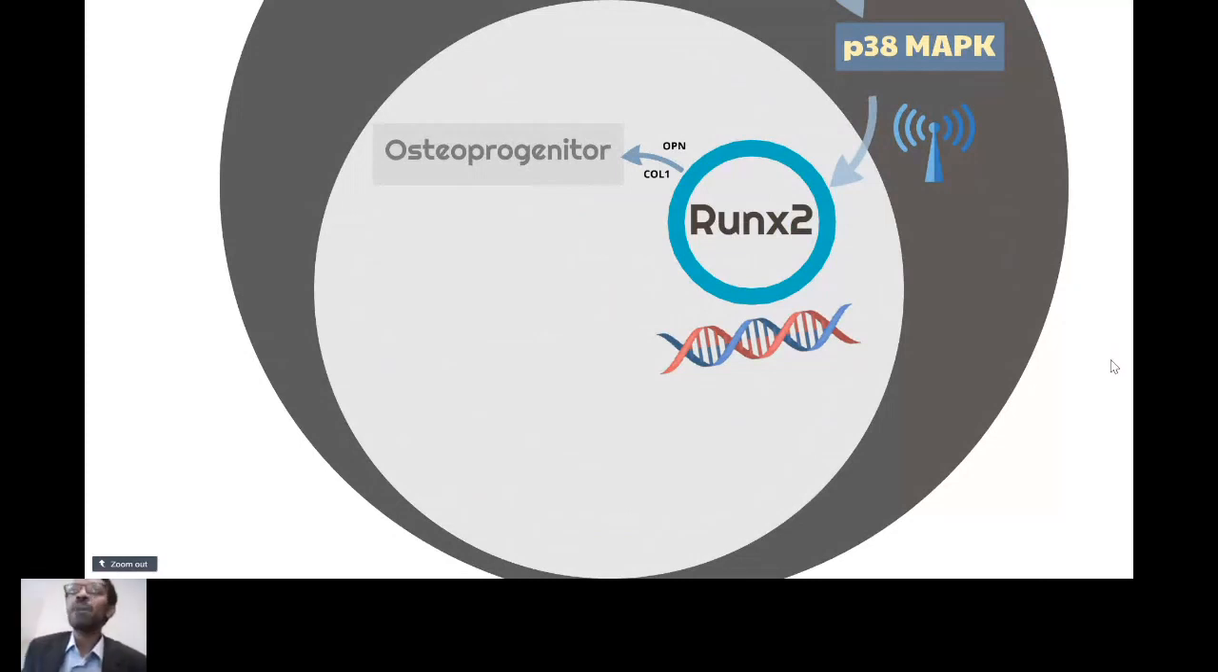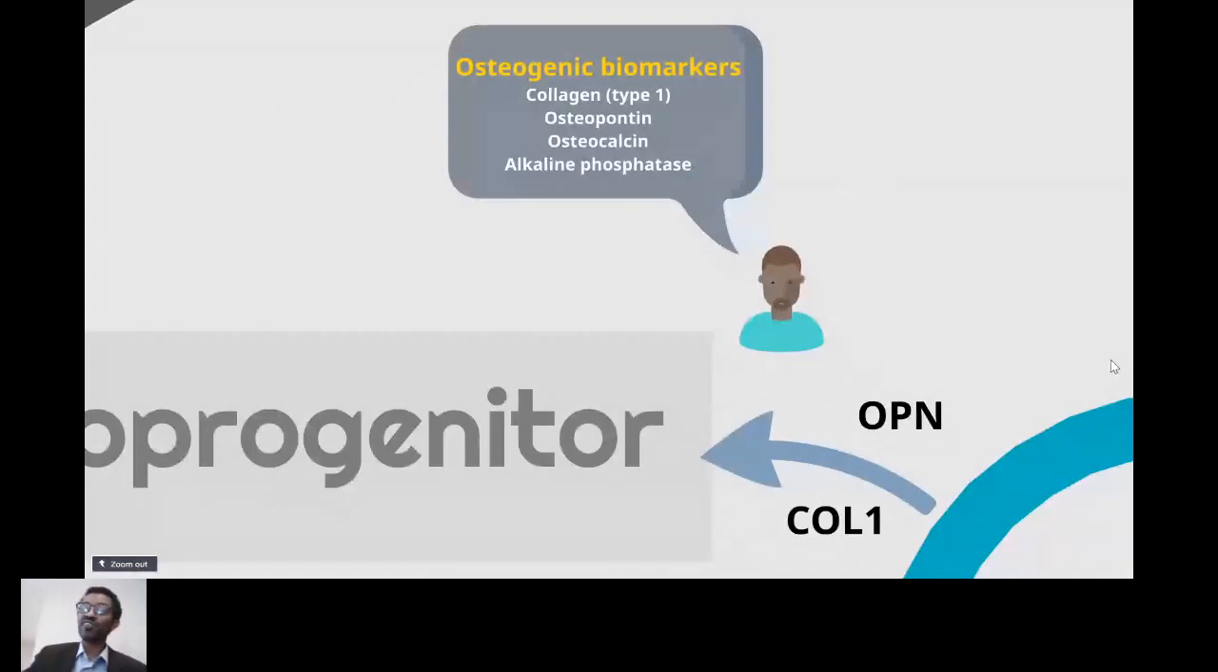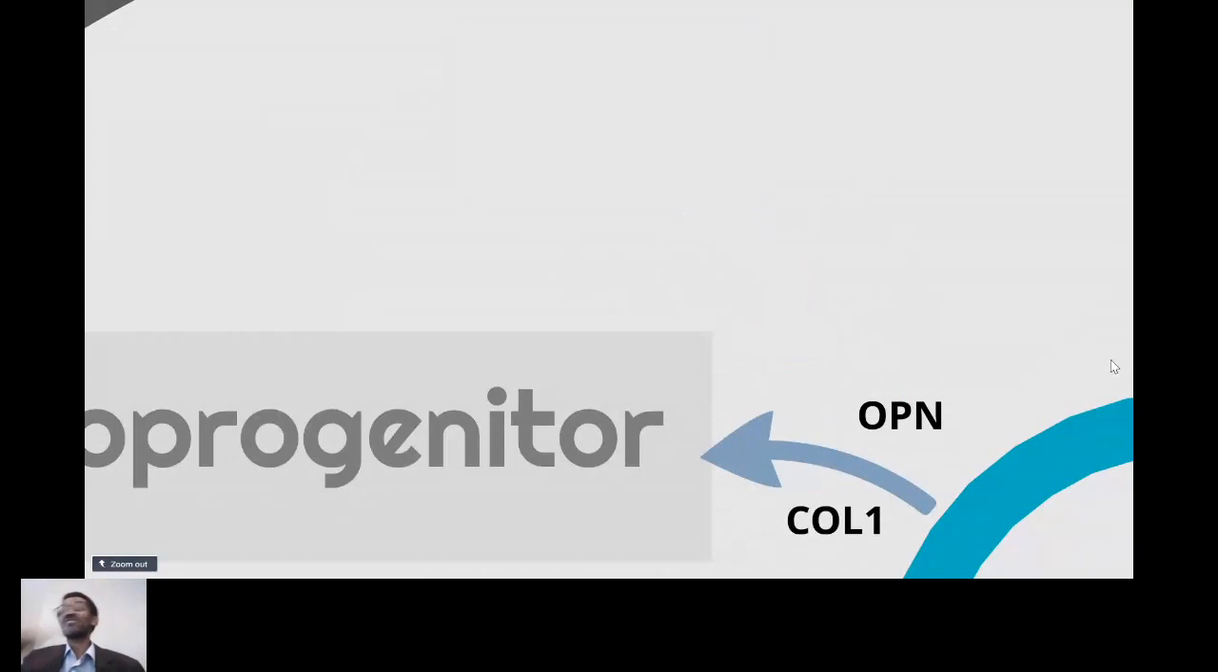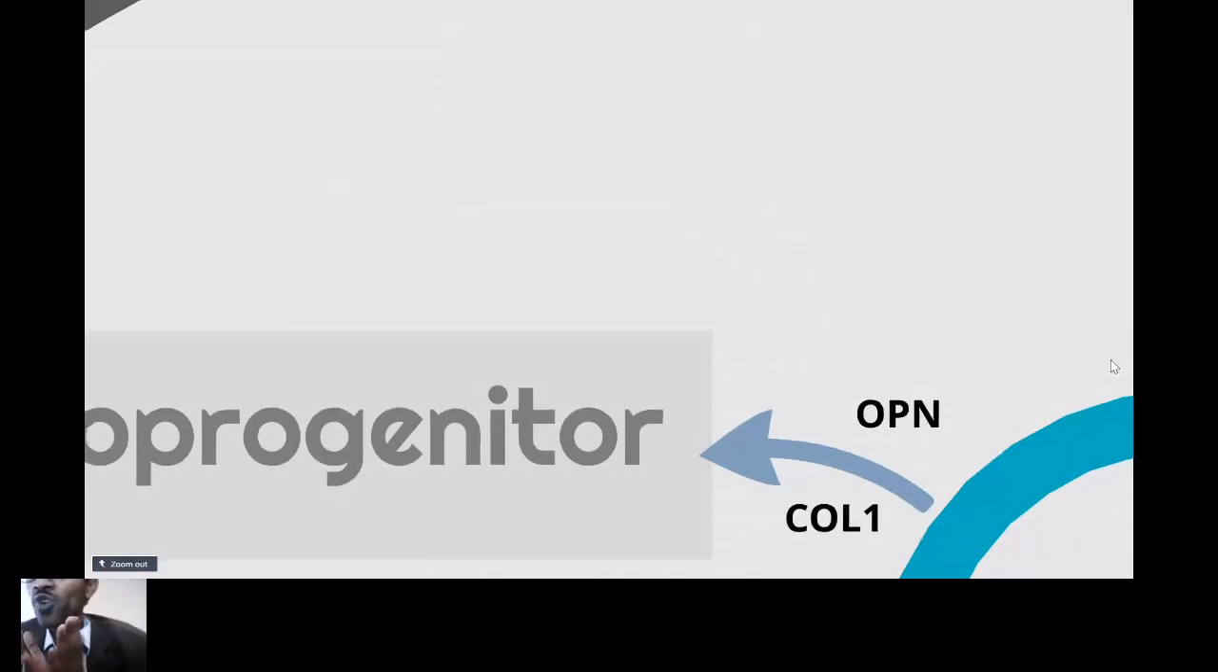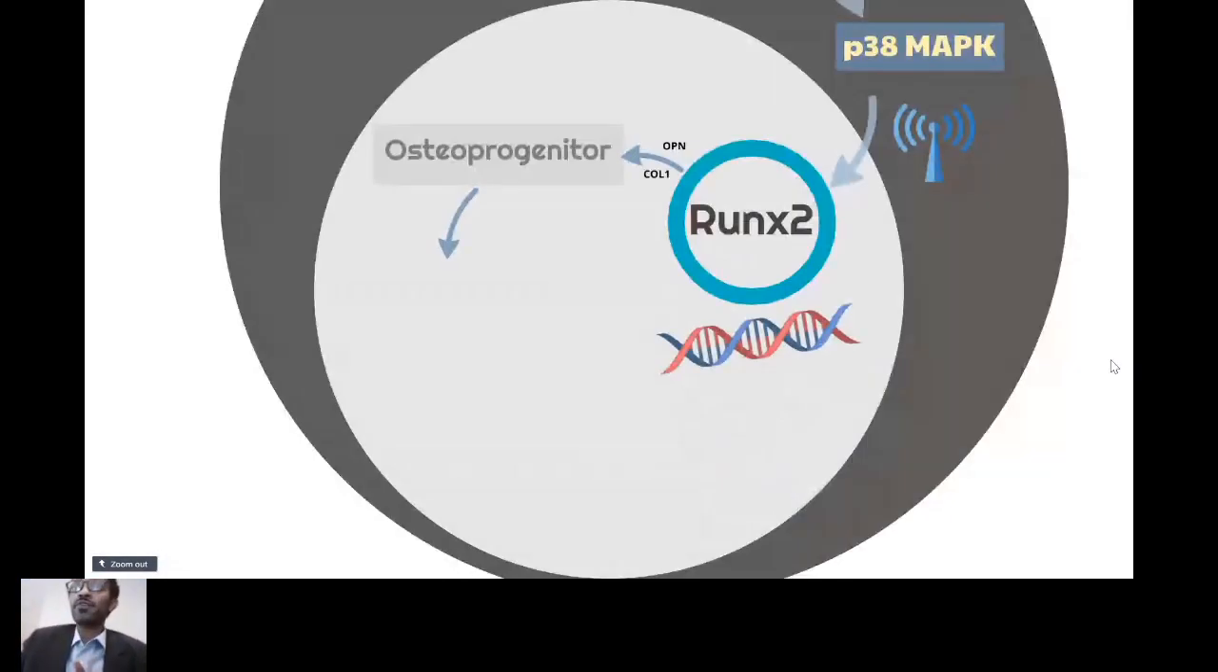These are all osteogenic biomarkers, which means that if we see them, we know that this cell is growing healthily into an osteoblast. So we have collagen type 1, osteopontin, osteocalcin, and alkaline phosphatase as well. Alkaline phosphatase is not specific to osteogenic growth, but it is a good biomarker for differentiation, the initiation of the whole process with mineralization and everything. We are looking at these osteogenic biomarkers because we cannot look inside the cell itself. If you want to know how much fire is going on inside a house, you cannot go inside the fire, you just see how much smoke is coming out.